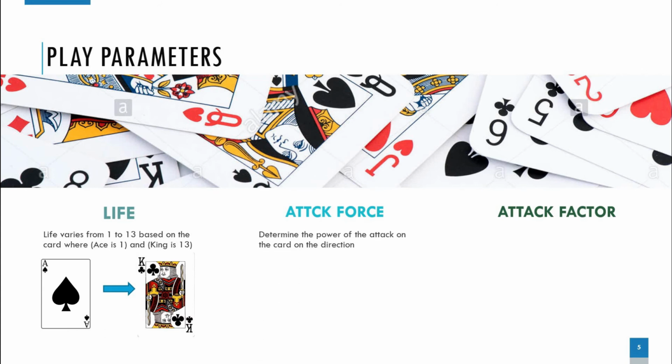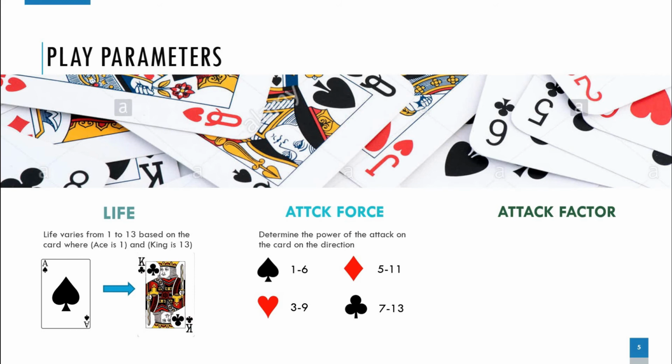After that, we are talking about the attack force. The attack force determines the power of attacking another card. This attacking force comes from the shapes attached to the playing card. So if we use the leaf, we will find it's from 7 to 13. If we use the diamonds, from 5 to 11. So this is the attack force.